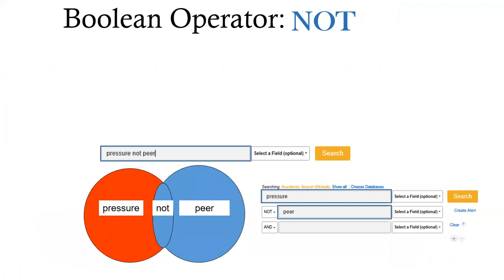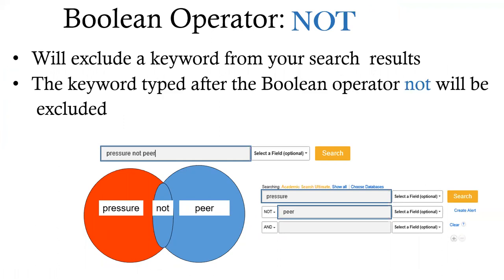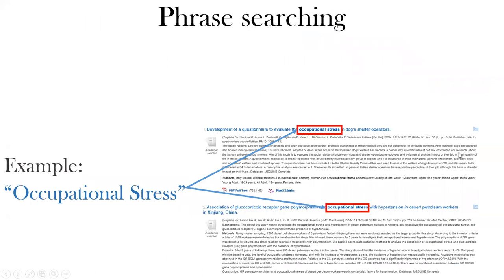The Boolean operator not will exclude the keyword from your search result. The keywords typed after the Boolean operator not will be excluded. I decided I did not want peer in my search results. So pressure not peer: I don't want peer pressure, I want only pressure. So I will indicate it the same way as with the and. You can do it in one search box or separate.